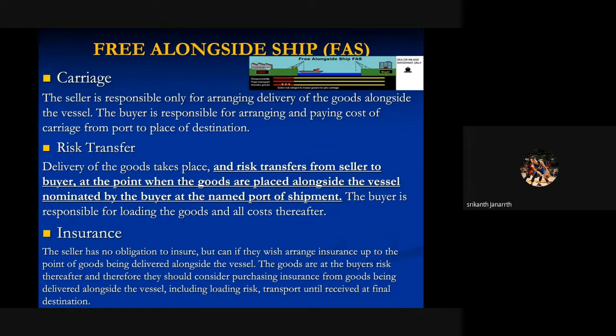So you should understand why the similar terms are studied in other multimodal ones. So this you must understand. The other seven terms cannot be used for sea. So for sea, there are four terms separately. That is what all the F, free alongside ship. There are two F's, there are two C's we are going to learn. Free alongside ship. As for insurance, the buyer has to take it. The seller has no obligation to take the insurance.